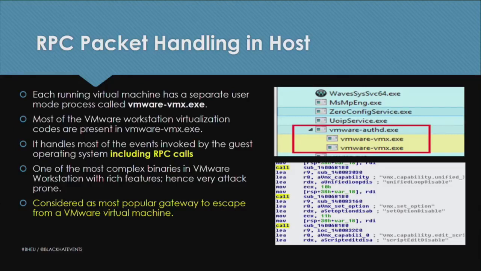If you have a Windows host, for each running virtual machine you will see a process, and the process name is vmware-vmx.exe. This process holds most of the virtualization code, the hypervisor code. And since this is pretty complex, it is very attack prone. This binary will handle all these RPC commands that are received from the guest operating system.